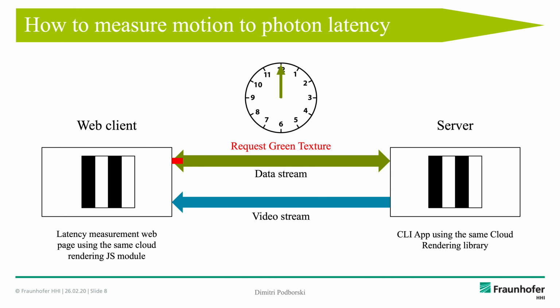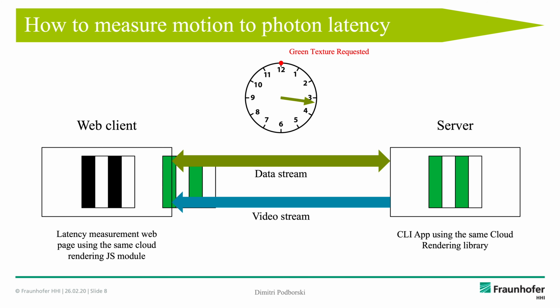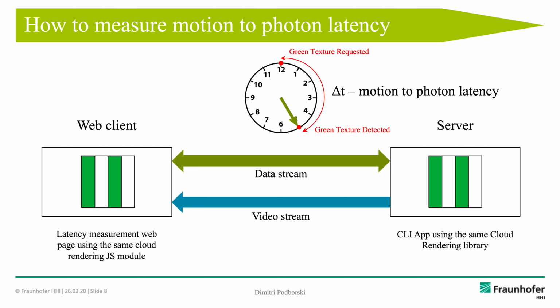So the client requests the texture color to change. And as soon as this data goes out of the client, it starts the timer. So this data goes to the server, changes the color, goes back, and as soon as the green texture is detected on the client side, we stop the counter and measure our motion to photon latency. And I'm going to show the implementation of this just in a second.